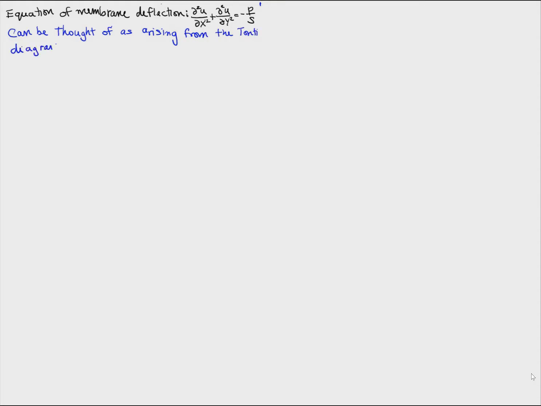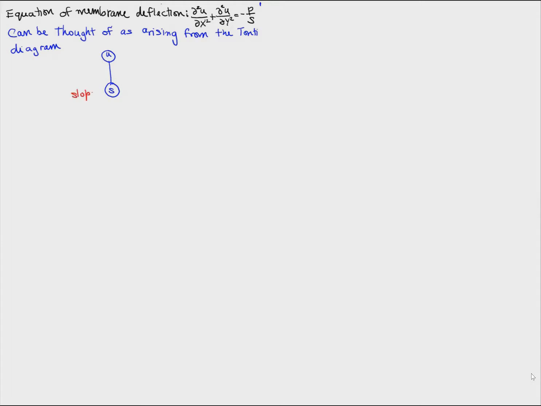In this video, we develop a finite element method for the membrane deflection problem. Recall that the equation of the membrane deflection is d squared u by dx squared plus d squared u by dy squared equals minus p over S. This can be thought of as arising from the following Tonti diagram.